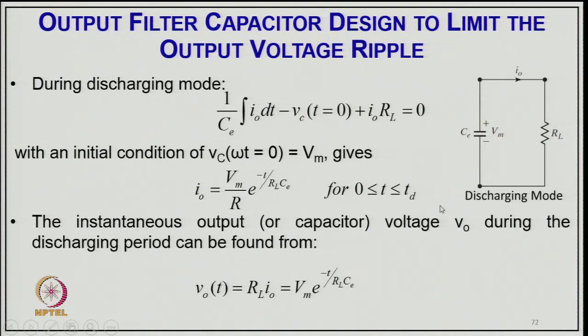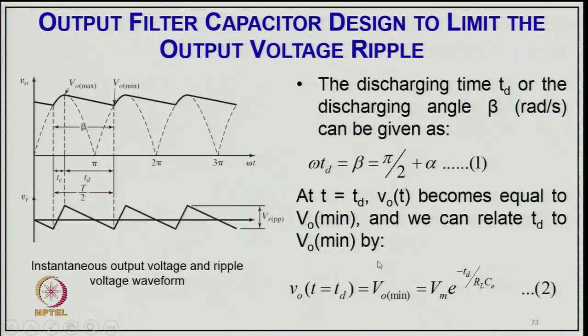So, the instantaneous output voltage or capacitor voltage VO during the discharging period can be written as VO equal to RL into I0, that is Vm e to the power minus t upon RL into C, the time constant. And from this waveform you can see what beta is and what the whole period is. So, we can say the discharge period Td, or the discharging angle beta, can be written as omega Td equal to beta, that is pi by 2 plus alpha. At t equal to Td, VO becomes equal to VO min, and then we can replace Td to get VO min.